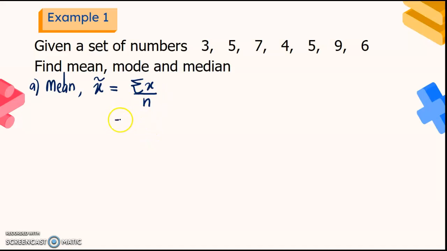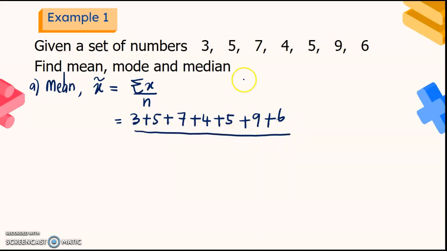Summation of x is 3 plus 5 plus 7 plus 4 plus 5 plus 9 plus 6, and then divided by n. n is the number of data: 1, 2, 3, 4, 5, 6, 7. The number of data is 7. So 39 over 7. So our mean is 5.57.